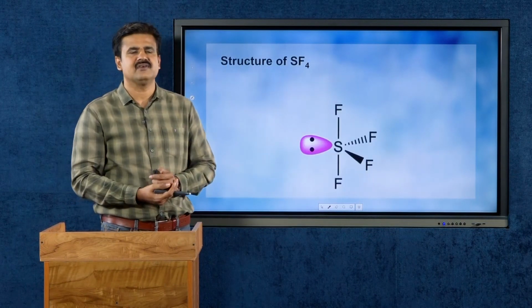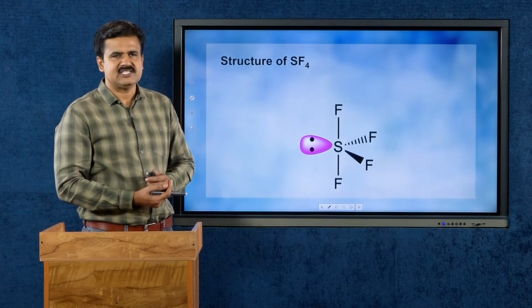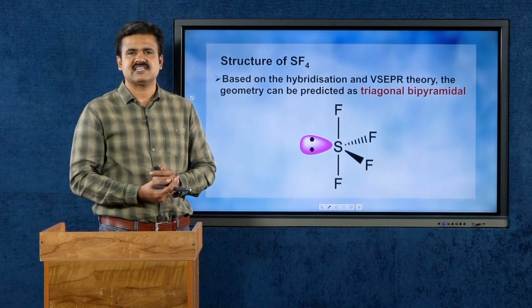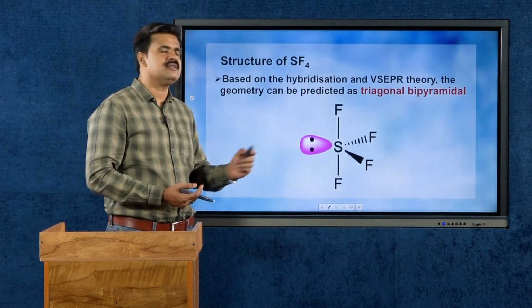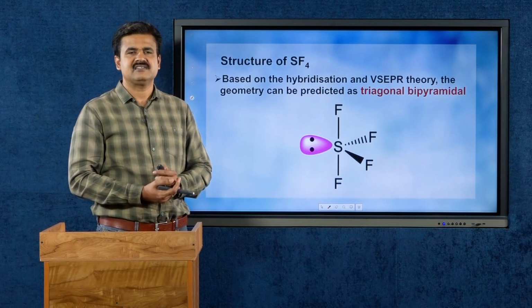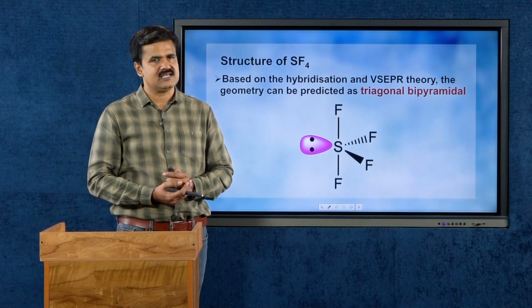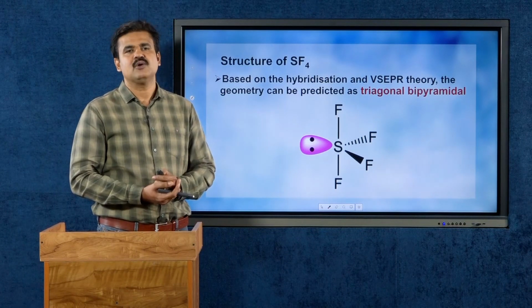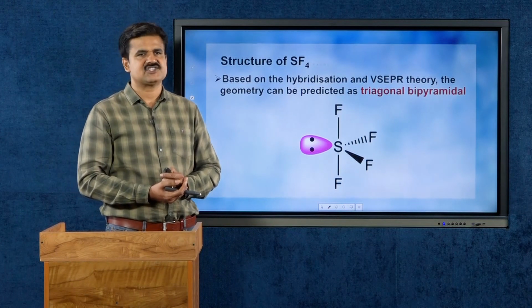As a result of sp3d hybridization, we get a geometry. The geometry is nothing but a trigonal bipyramidal geometry. You can clearly see the position of a lone pair here. The lone pair is at the trigonal planar position of the trigonal bipyramidal geometry. So, this is the geometry of the SF4 molecule which we arrived at from the hybridization.